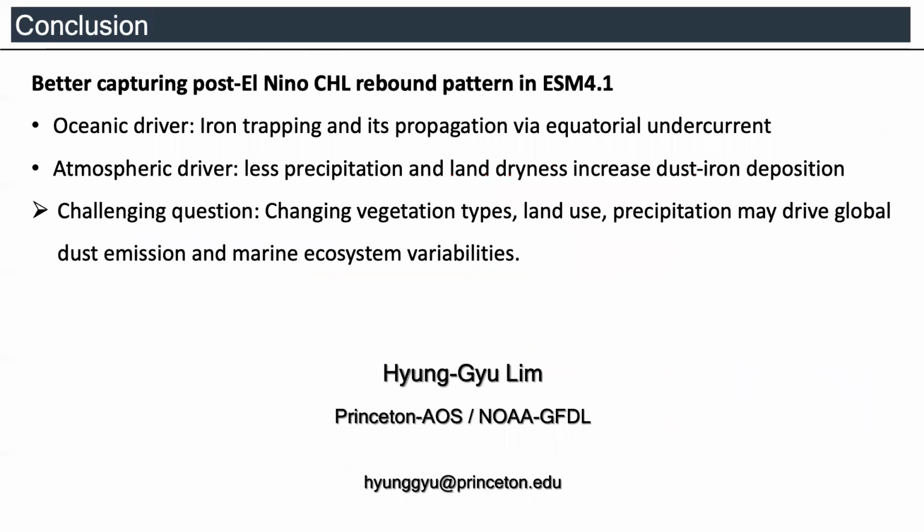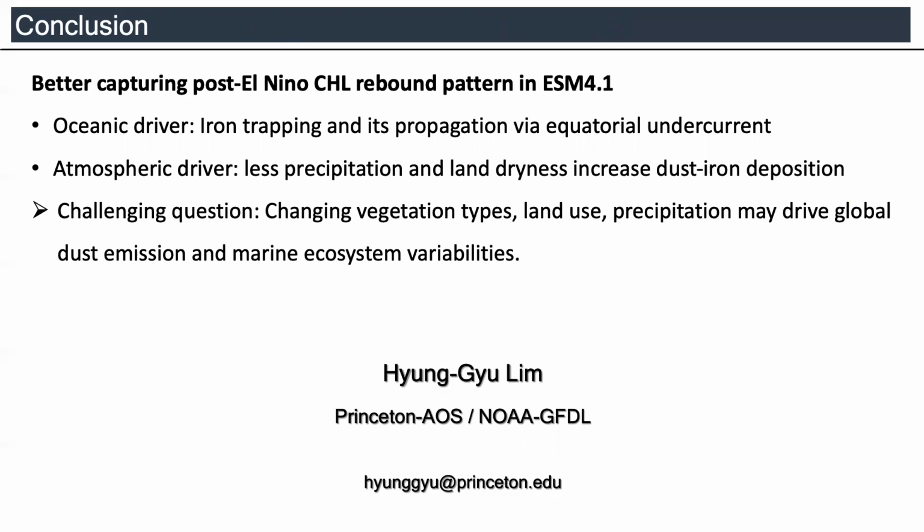So in conclusion, by comparing previous and current generation Earth system models in GFDL, we suggest that better fidelity of the ENSO-driven marine phytoplankton variabilities, especially post-El Niño chlorophyll rebound, can be simulated by iron trapping in the Western Pacific subsurface and its propagation to the Eastern Pacific through the Equatorial Undercurrent. In addition, atmospheric drivers can play a role in modulating the sensitivity in post-El Niño chlorophyll rebound.